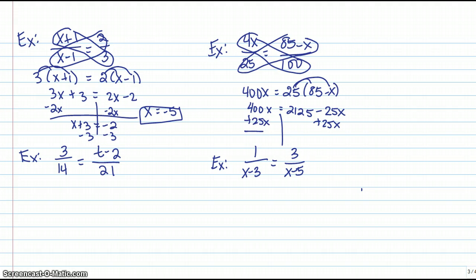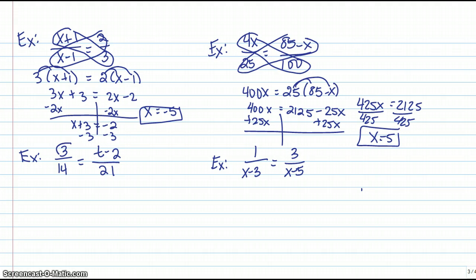So that's going to give me 425x equals 2125. I'm then going to divide by 425, and that means x is then going to equal 5.